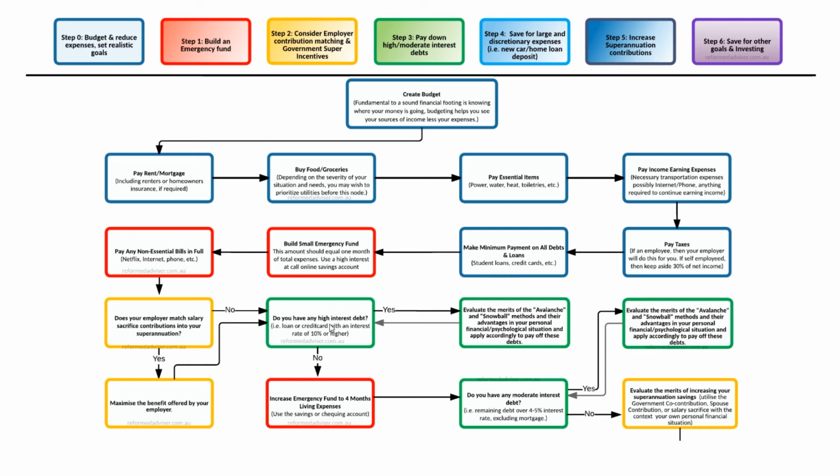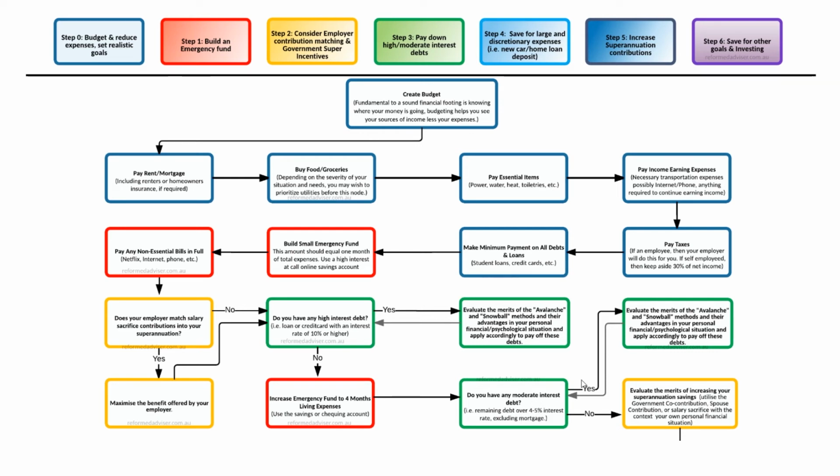From here, you've paid down your high interest debt. These here kind of are intertwined. Now, these two are also intertwined. So this is saying moderate interest debt, anything over 4 to 5% interest rate, excluding your mortgage again. Now, I would still say anything above 1% is a moderate interest debt.